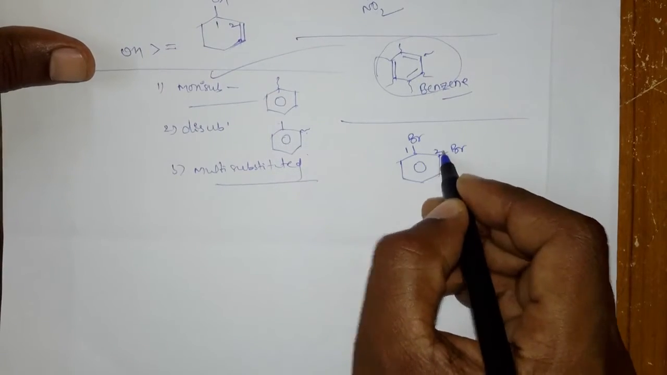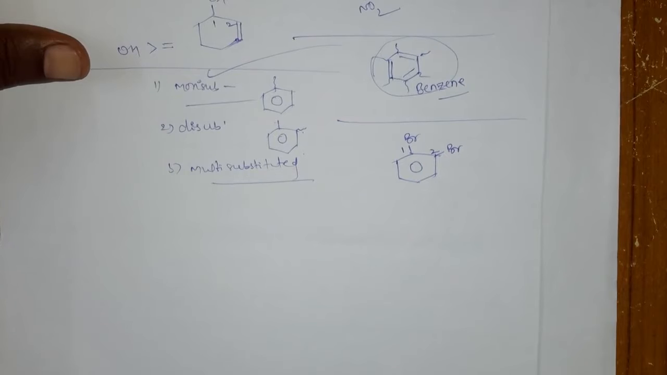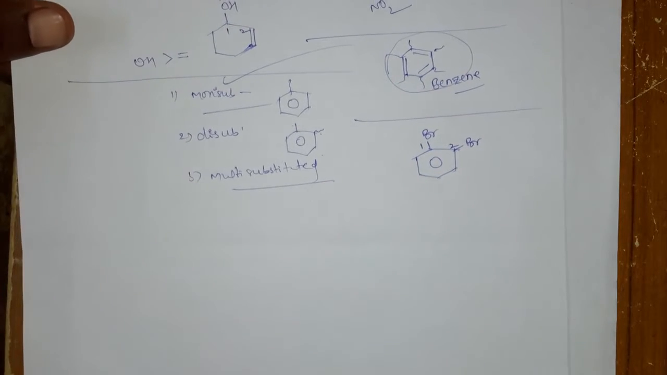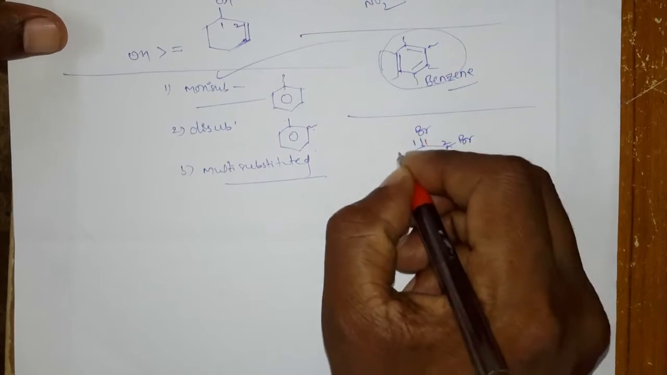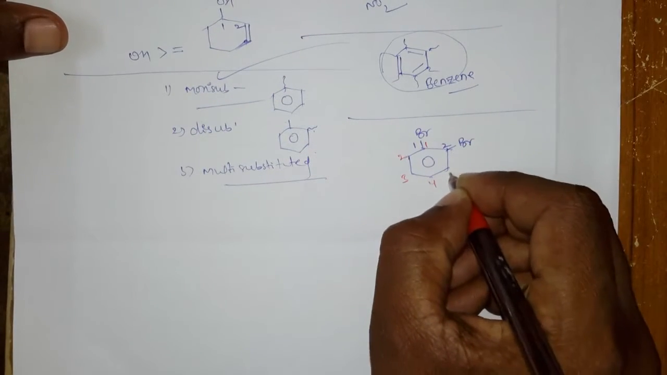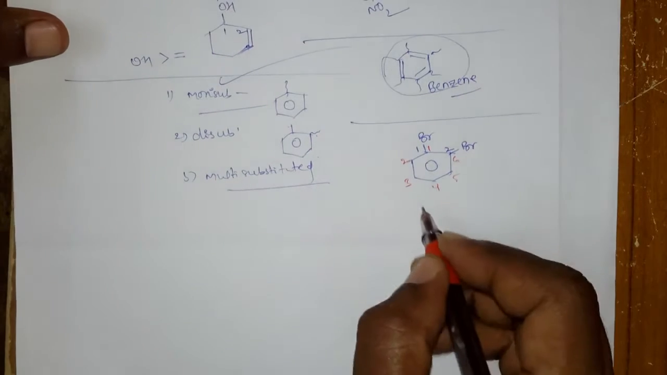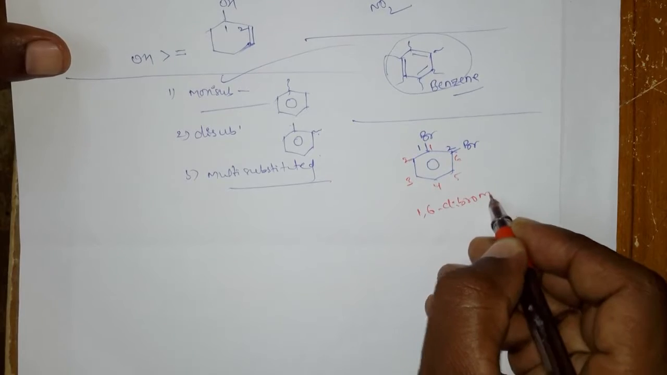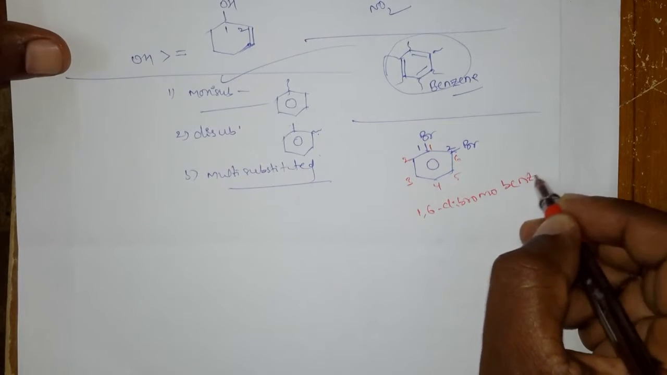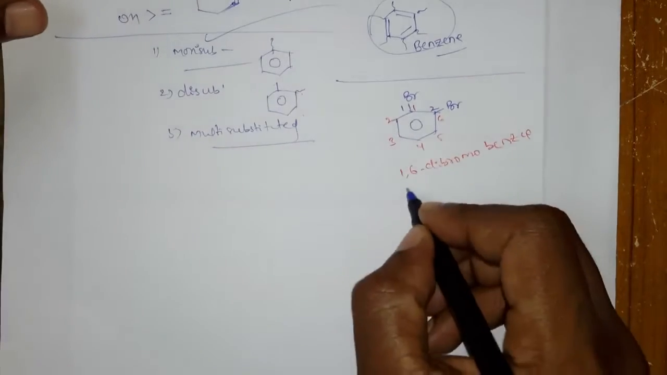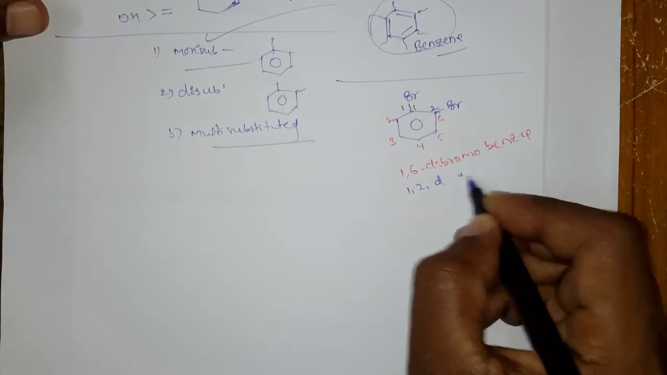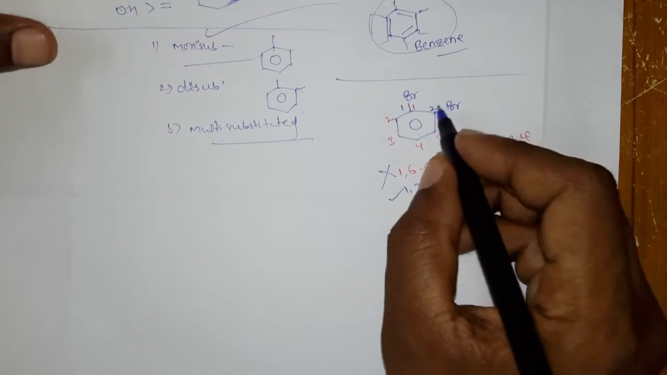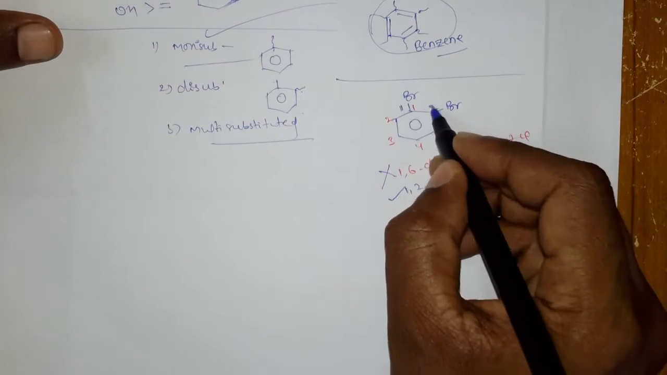Right, 1, 2 you can write. There is another possibility, right? What is the other possibility? You can write like this also. How? You can write 1, 2, 3, 4, 5 and 6. So you can write one way 1,6-dibromobenzene, and another way is 1,2-dibromobenzene. Which one is correct? This down one is correct, the upper one is wrong, because you have to go with the lowest possible number.